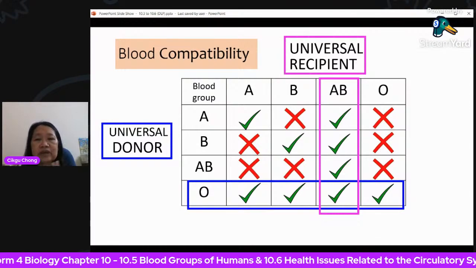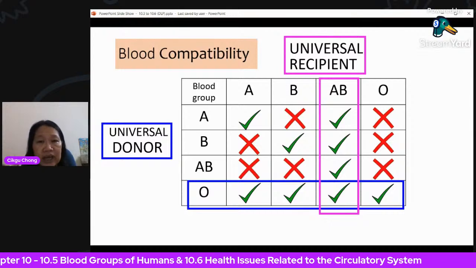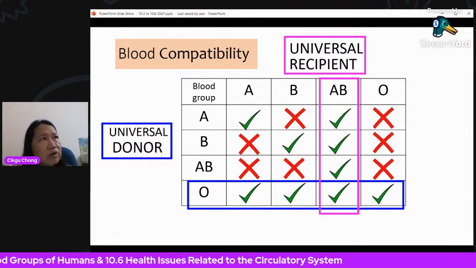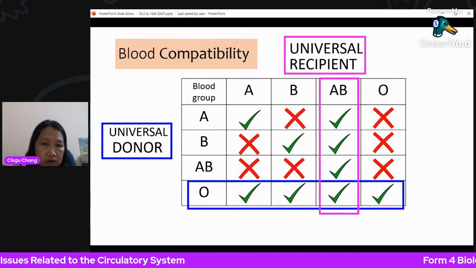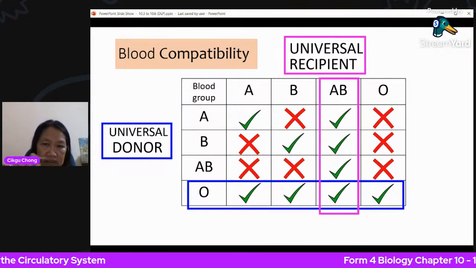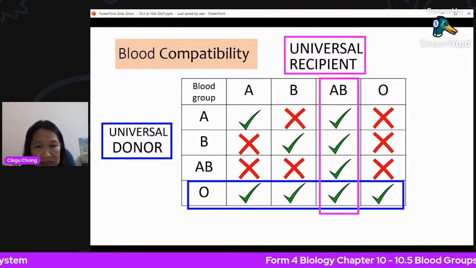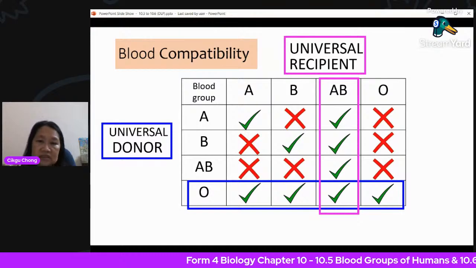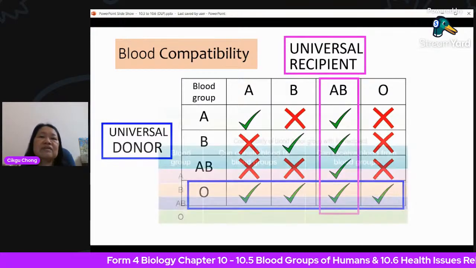All right, so easy to remember. Instead of cracking your head over whether B can give to O, or O can give to B, or AB, whatever, just draw a grid, put in all the ticks that you already know make logical sense. The rest will all be crosses. Simple. Next one, right?